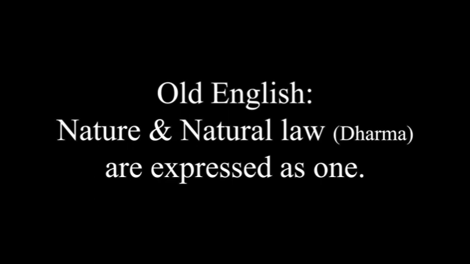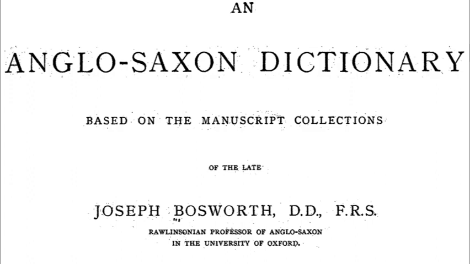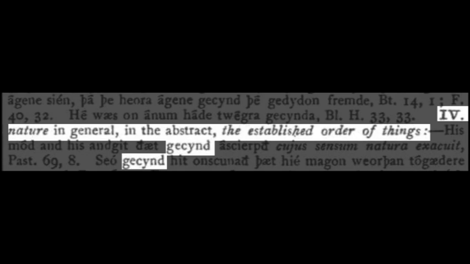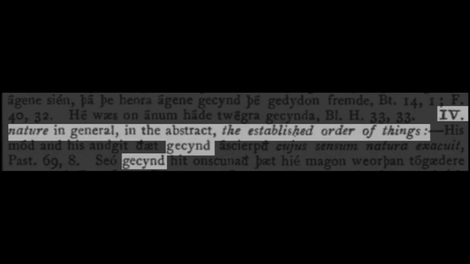Thus, in Old English, nature and natural law are expressed as one, essentially. Unlike present-day English, where we use the Latin-derived natura and Sanskrit Dharma. The major point here is to not overlook what it says in the Bosworth-Toller Anglo-Saxon Dictionary, that Ǵecynd is nature in general, in the abstract, the established order of things that, of itself, says Dharma more than anything. Thus, this is why Ǵecynd is the word for Dharma in Anglo-Saxon, the language of our forefathers.